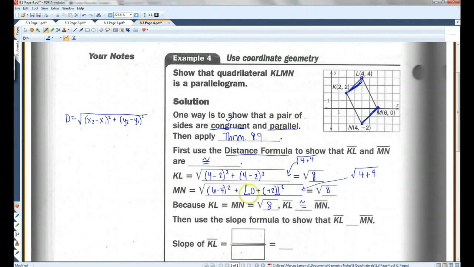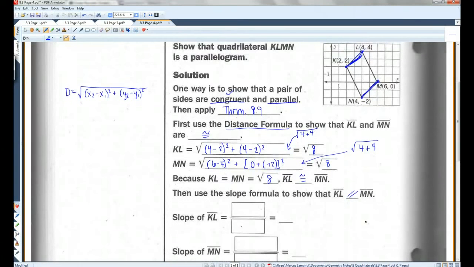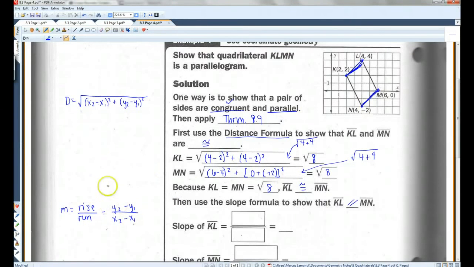Now we just need to show they're parallel. Now remember, parallel lines have the same slope. So we're going to use the slope formula to show that these two sides are parallel. Let's take a look at the slope of KL. The slope formula, hopefully you guys remember, is rise over run. Another way you could write it is y2 minus y1 over x2 minus x1. This is something you learned in algebra, and we went over it this year also. So if I plug in these 2 points, I've got 4 minus 2 over 4 minus 2, which is 2 over 2, which is 1.